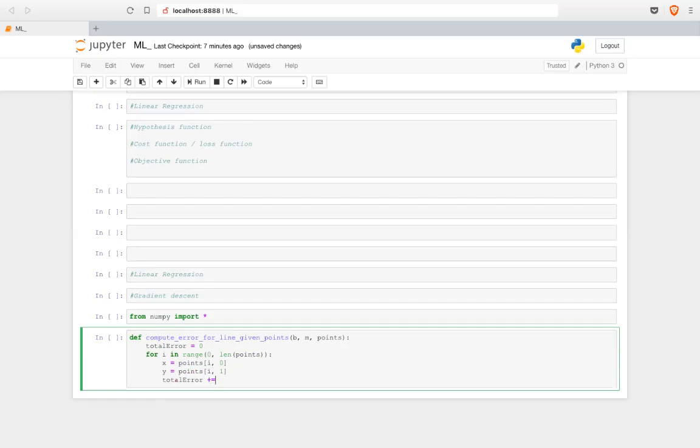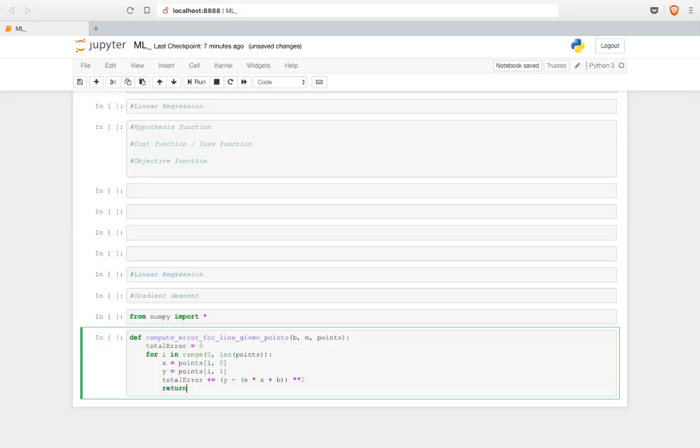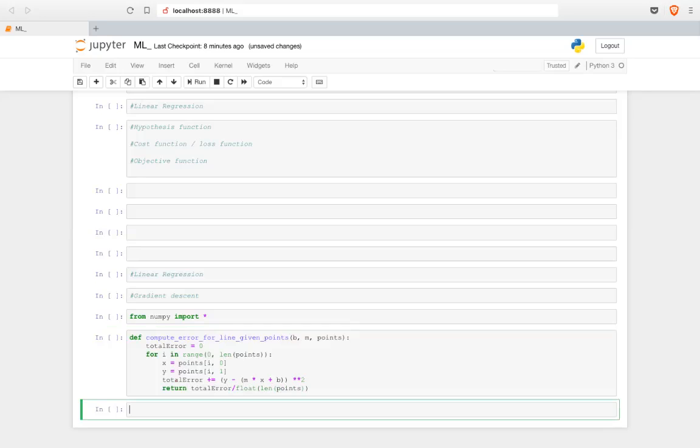Right. So total error is nothing but the difference between your actual and your predicted Y. Right. So just trying to figure out the difference. So obviously squaring it, because then you take a mean as well. Right. So you just return the mean. I think you can just take it at the end, right? Mean of the length of float of length. Right. So this is a function for computing the error.